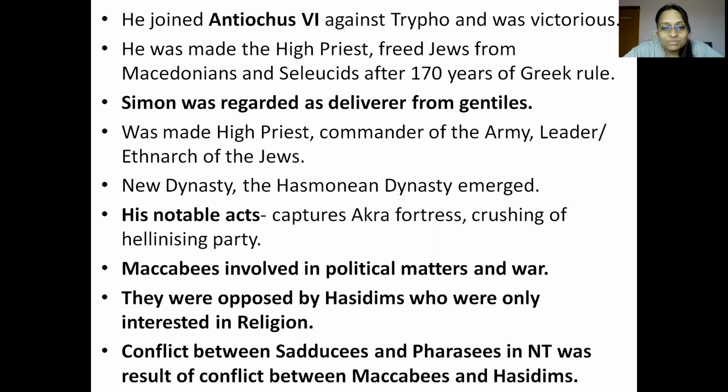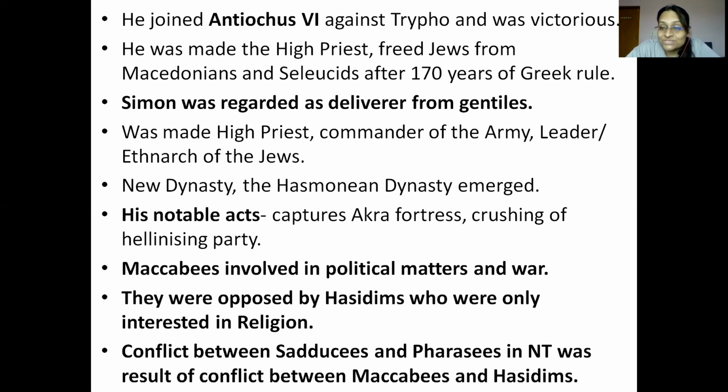They were opposed by the Hasidims because the Hasidims were only interested in the religion group. You have to remember, Hasidims are also Jewish people, and Maccabees are also Jewish people. But the Hasidims were only interested in religious freedom, and they were satisfied and not interested in any kind of political war. Because they were free to worship their God, the Hasidims were fine and happy. So they opposed the Maccabees, because the Maccabees were now fighting for political freedom and political matters.